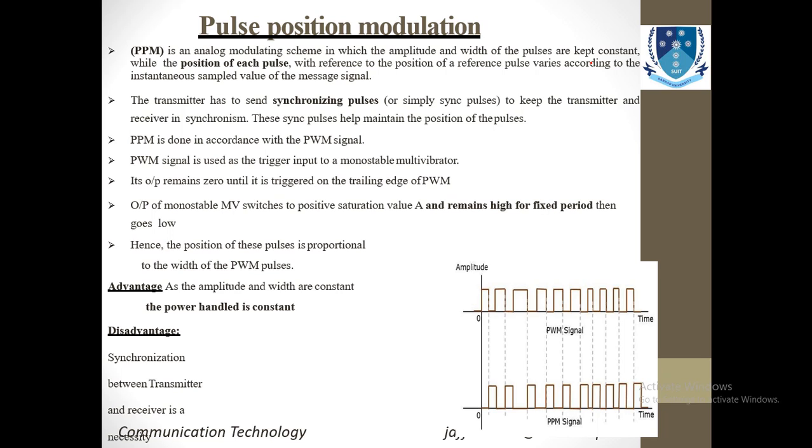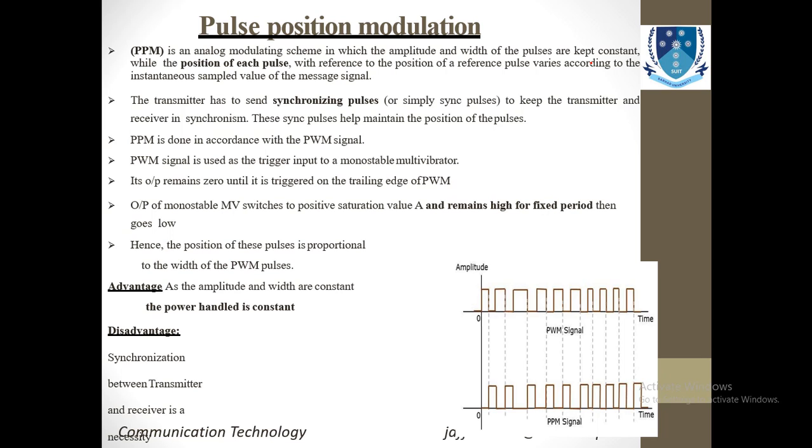PPM is done in accordance with the PWM, as we discussed in the previous diagrams, that how you can use a monostable to take the PWM signal and convert it into a PPM signal. The PWM signal is used as a trigger input to a monostable multivibrator, and its output remains 0 until it is triggered on a trailing edge of PWM.